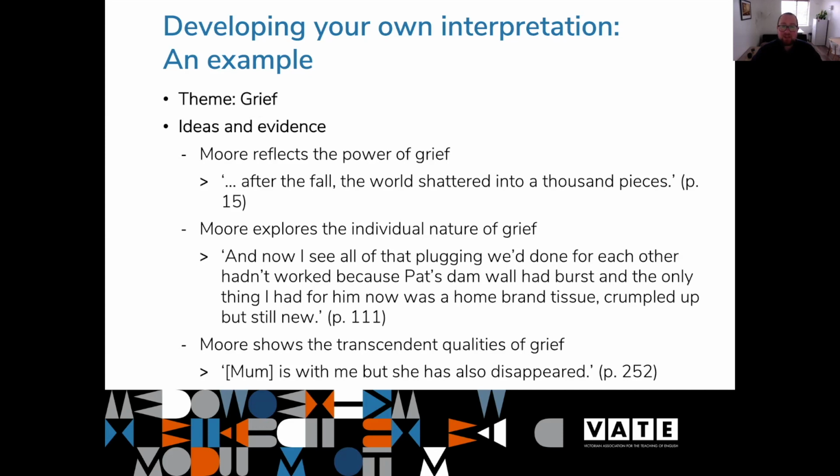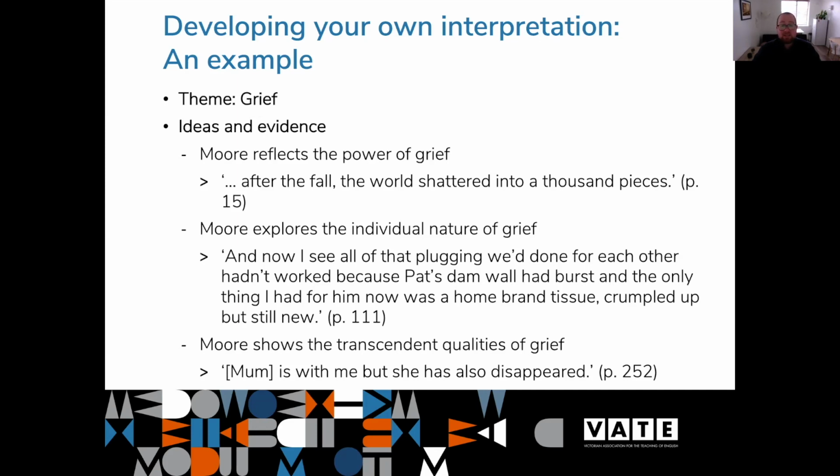Lastly here, I've got this notion that Moore is showing us the transcendent qualities of grief. So the book has somewhat of a happy ending. That phrase sometimes is a little bit meaningless, but genuinely at the end of the text, the protagonist is much happier than at the start. She's found some connections, but her grief still transcends that happiness. It's still with her at the end of the text, even though her relationship to the grief has changed.